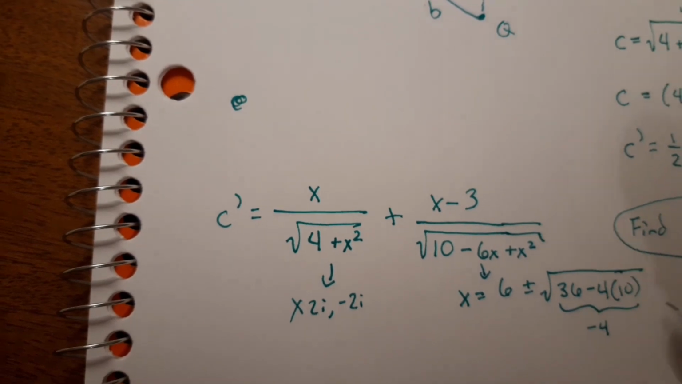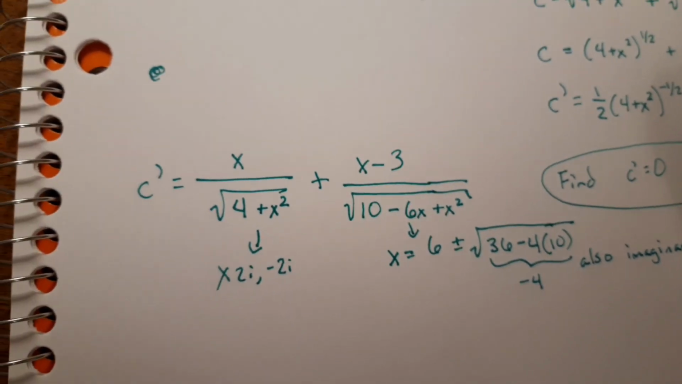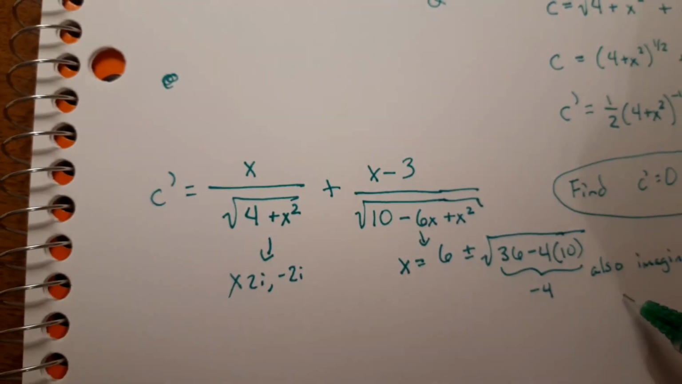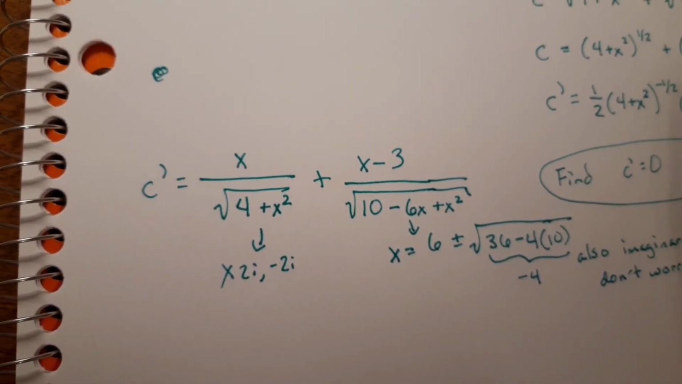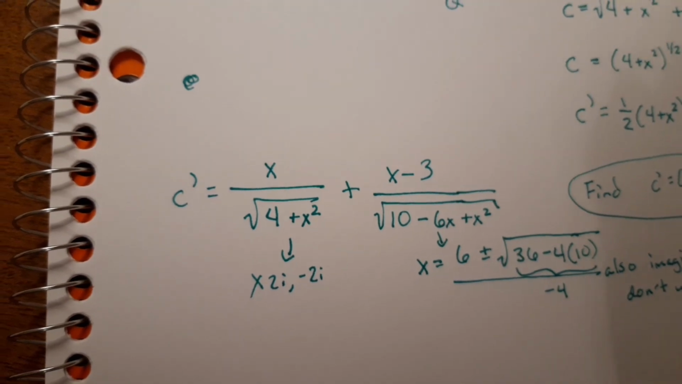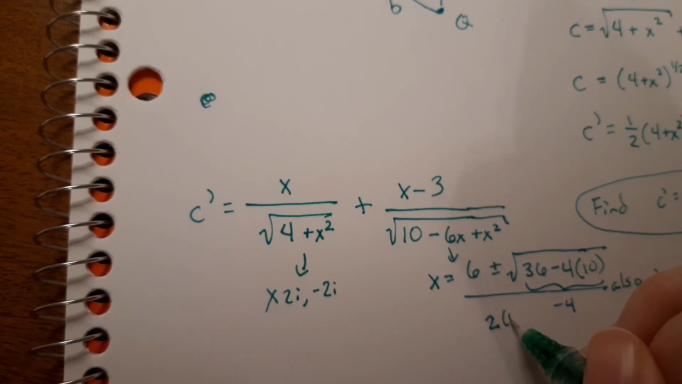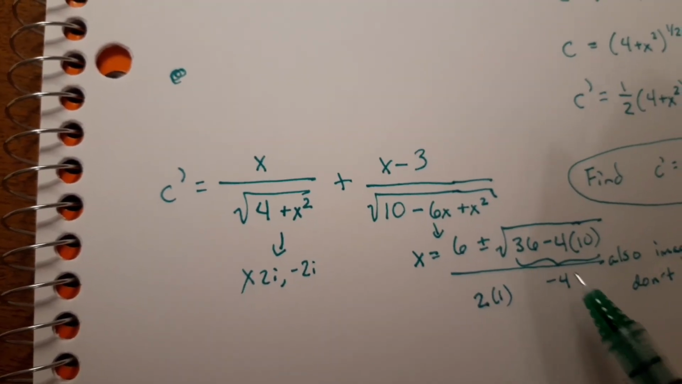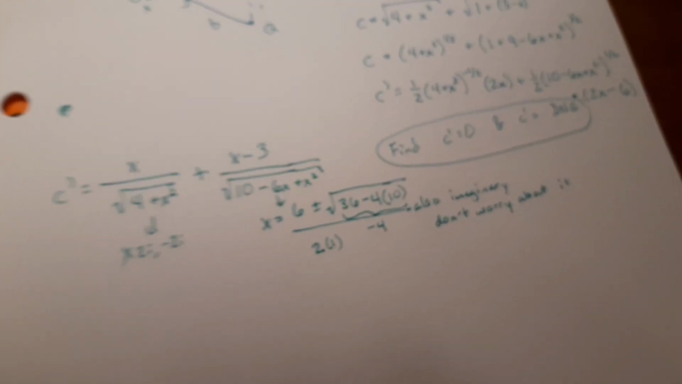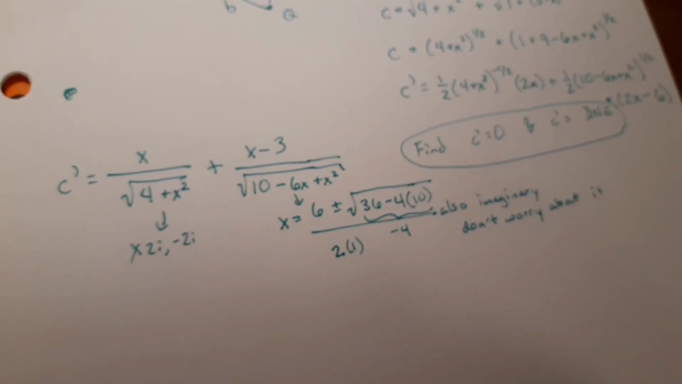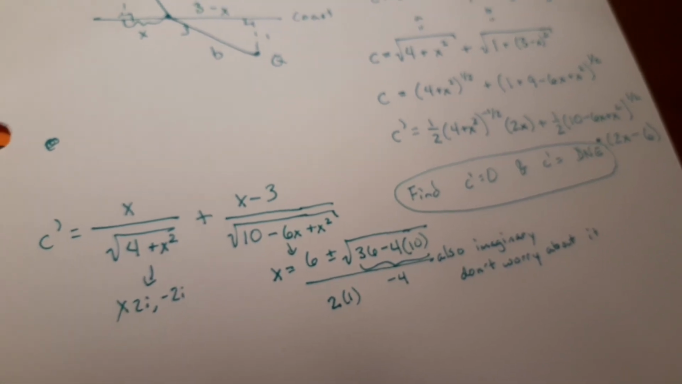So it's also imaginary, so we don't have to worry about it. Oh, and just to finish this so you're not confused, it's over 2a, so over 2 times 1. That negative 4 is not part of the actual quadratic formula. But yeah, we're good. There's no place where it does not exist on the real number line. So we just need to set it equal to 0 and solve this lovely equation.